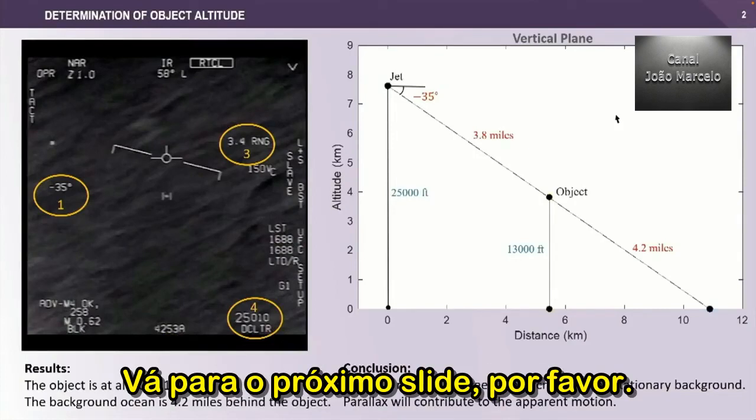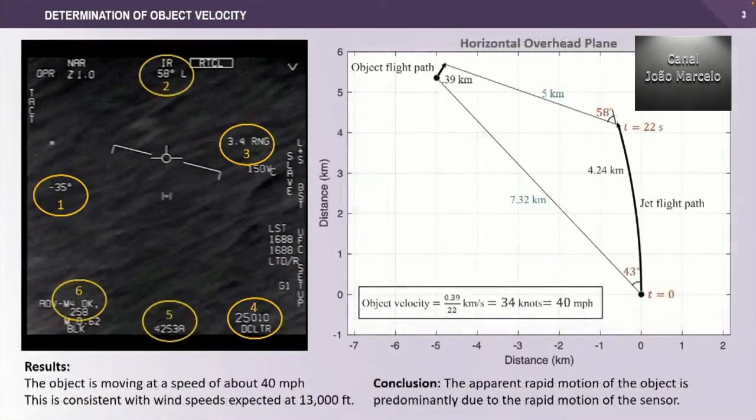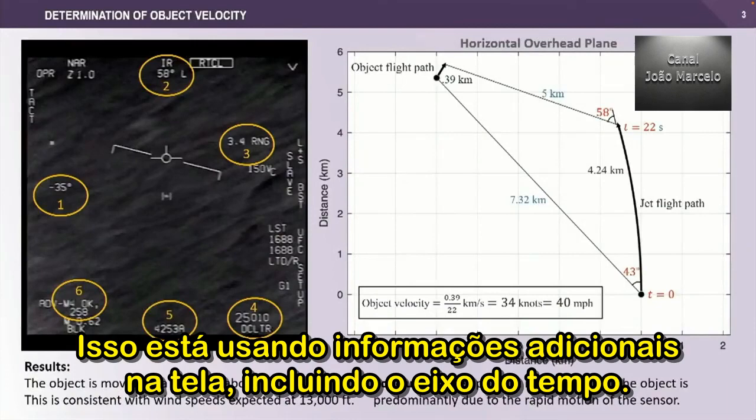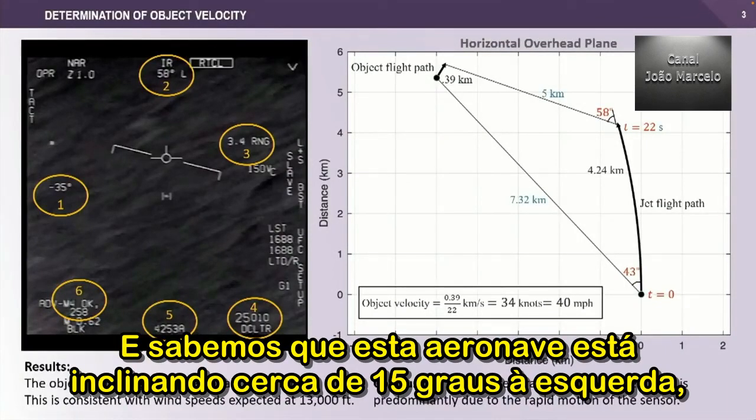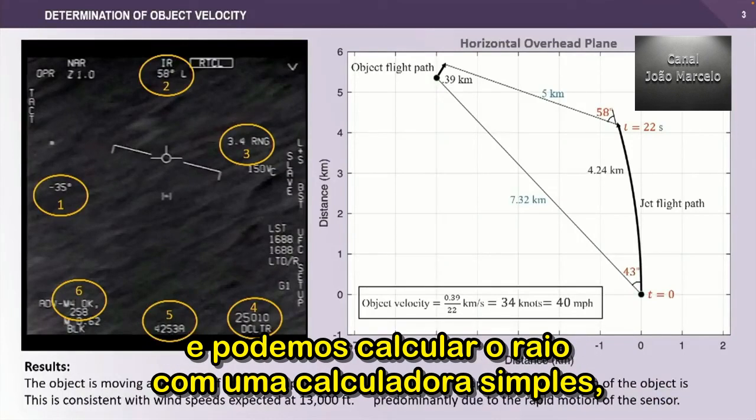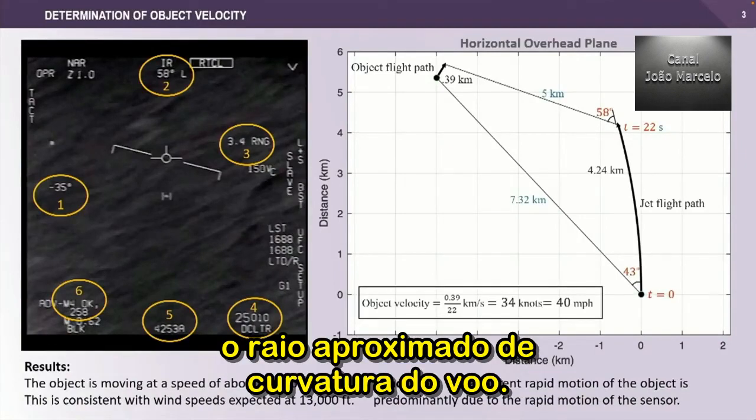Go to the next slide, please. And so this is what this is. This is using additional information on the screen, including the time axis. And so we know that this aircraft is banking about 15 degrees left, and you can compute through a simple calculator the approximate radius of curvature of the flight.